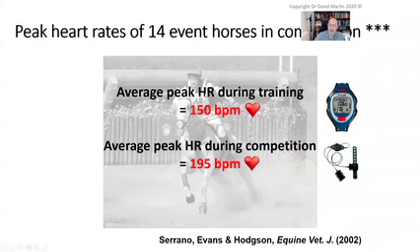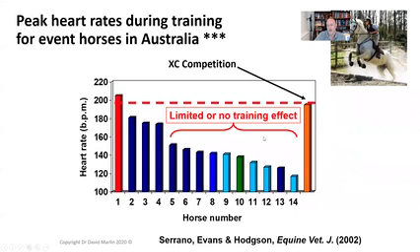And they found the average highest heart rate these horses were reaching in their training was 150 beats per minute. But the average peak during competition for the same horses was 195. So what that tells us is no way are the majority of these horses fit to do that type of work. And when they looked at the type of work they were doing, only one person here was doing proper fitness work on gallops.